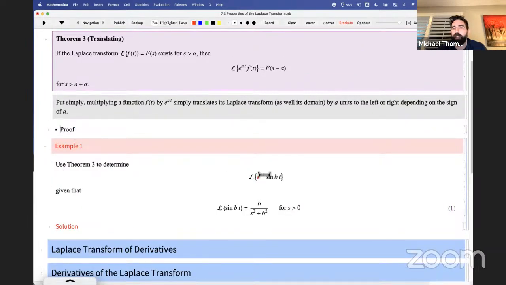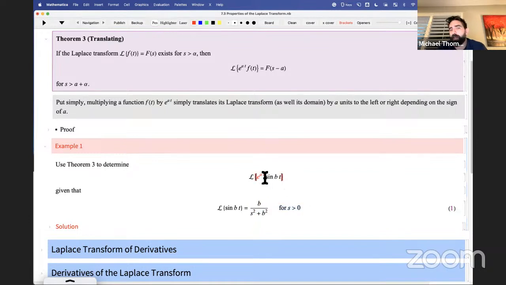All right, let's say we want to take the Laplace transform of sine bt, and it's being multiplied by e to the at. Okay, so basically we're going to prove a rule that's in our transform table. So we already know, let's say that we know that the Laplace transform of sine bt is b over s squared plus b squared. I think we might have proven that one too. And it's valid for s greater than 0.